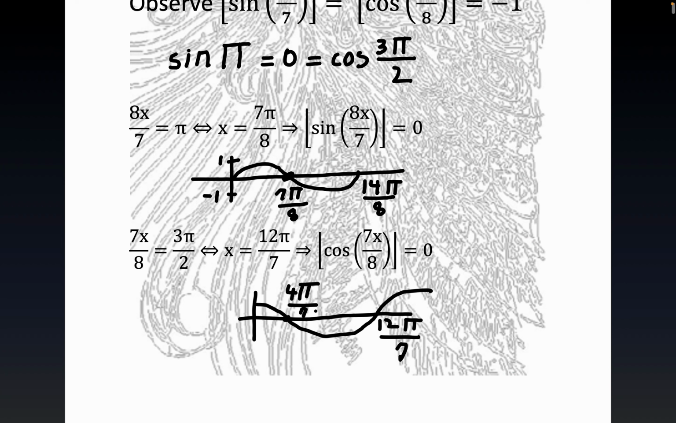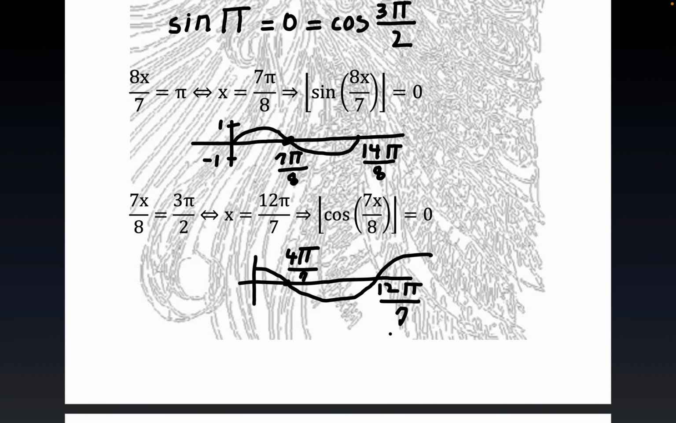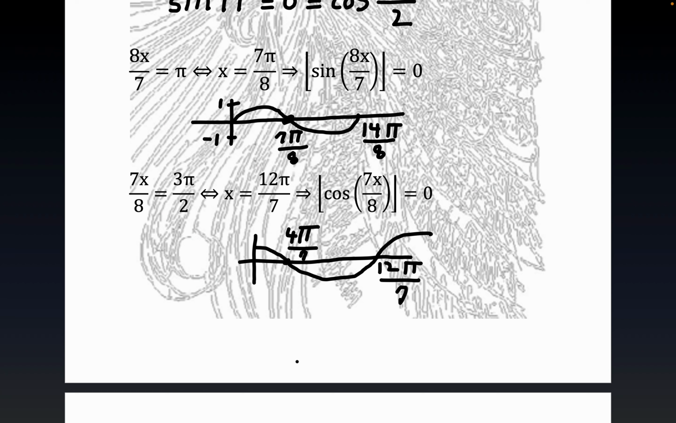So folks, you see, we need both of these to be -1, but you have to be to the right of 7 pi over 8, and you have to be to the left of 12 pi over 7 from these graphs. Y'all see that? And so what we get right here is our solution set. And this is the answer.